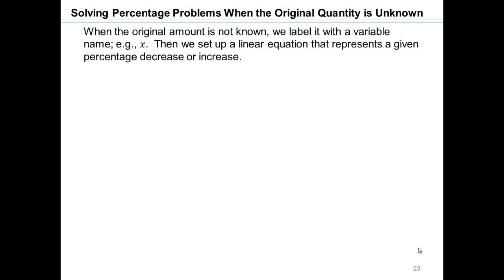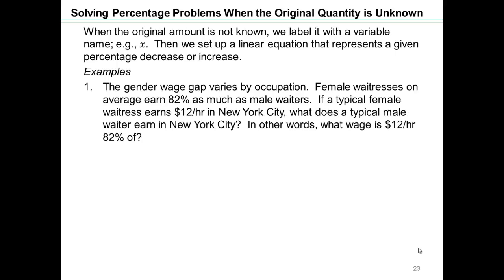Now that you know how to solve different kinds of equations, let's take a look at solving percentage problems when the original quantity is unknown. Let's start with some general strategies. When the original amount is unknown, we can label it with variables like x or t or p, whatever variable you would like to use. And then we set up the equations. Remember, percentage of means multiplication problems. All right, so let's take a look.